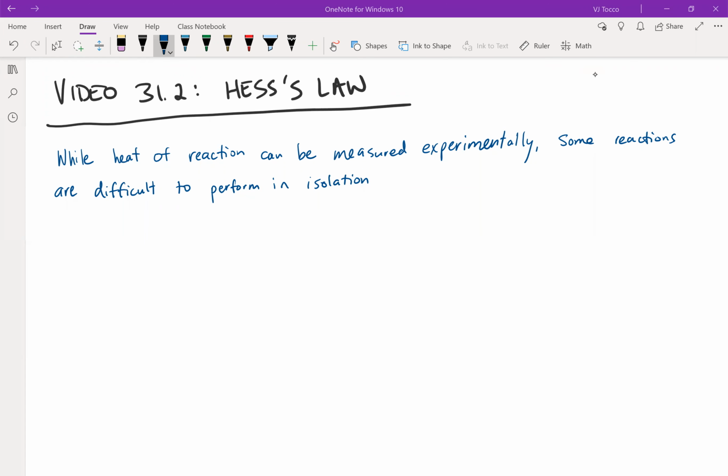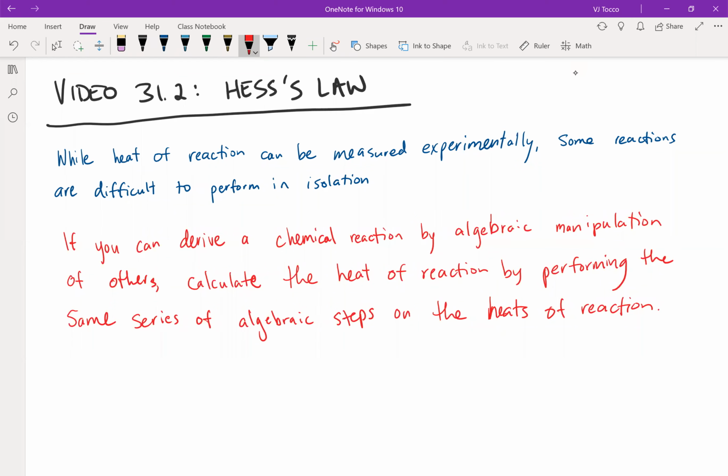So in this case, when you cannot accurately measure an experimental heat of reaction, you have to invoke Hess's law as a way to calculate it. Hess's law simply says that if you can derive a chemical reaction by algebraic manipulation of other chemical reactions, you can calculate the heat of reaction by performing the same series of algebraic steps on those heats of reaction, which you have to know. Hess's law takes advantage of the fact that enthalpy is a state function, which I've said multiple times before, and reflects the fact that just by combining chemical reactions, you can calculate what the heat of reaction ought to be.